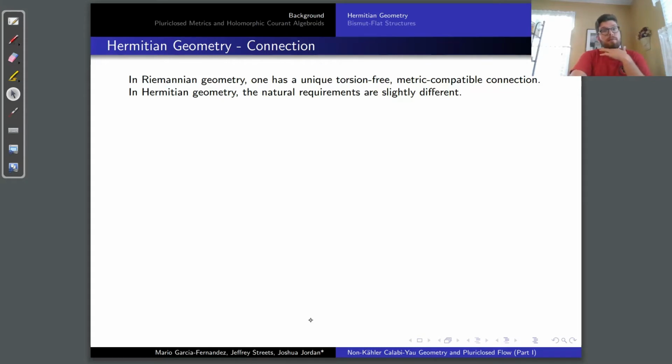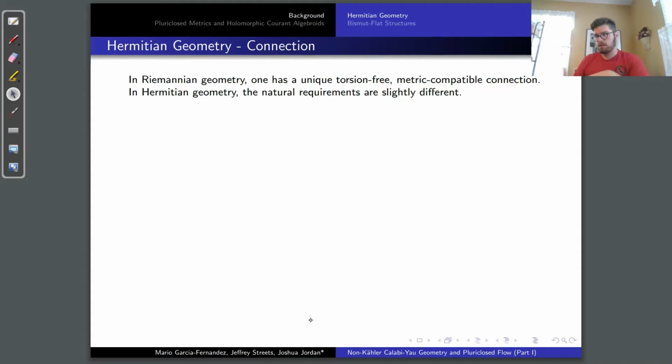Now that we've talked a little bit about metrics, usually the next step is connections. In Riemannian geometry, there's a unique torsion-free metric-compatible connection. Torsion-free and metric-compatible are the two most natural requirements. You want to agree with the smooth structure, which is the Lie bracket, and you want to agree with the orthogonal structure, g.